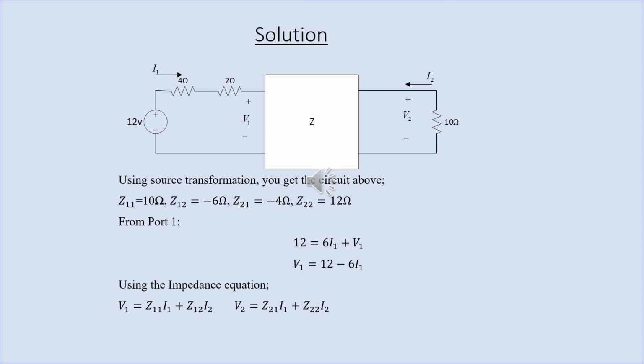We'll put all these values into this equation, and we'll have our V1 as 12 minus 6 I1. Our Z11 has already been given in the matrix as 10, so 10 I1, then plus our Z12, which is minus 6 I2. Our V2 is calculated to be minus 10 I2. Our Z21 is given in the matrix as minus 4, so that will be minus 4 I1, plus our Z22, which is 12 I2.